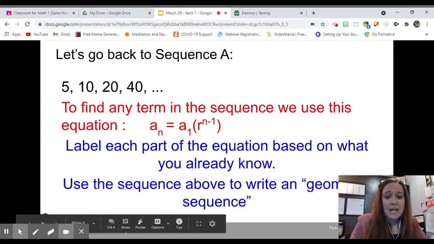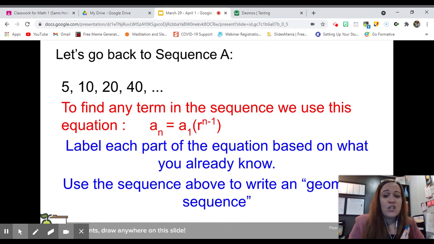Let's go back to sequence A. We have 5, 10, 20, and 40, and now we have our explicit formula. A_n is the term that you are looking for. A_1 is the first term. r is your ratio, and n is the term that you're looking for.